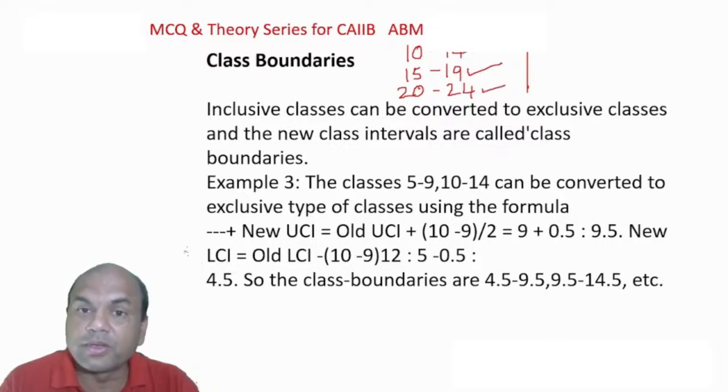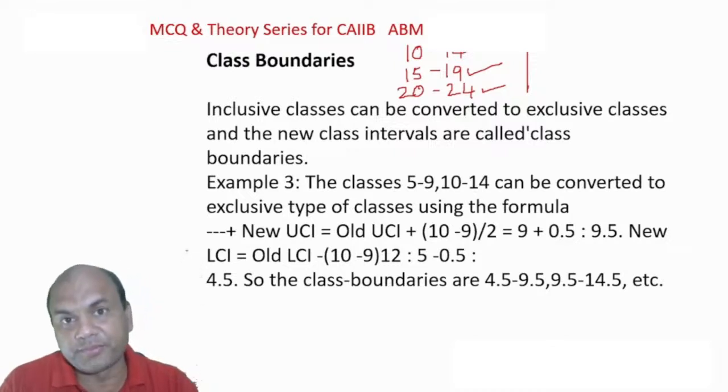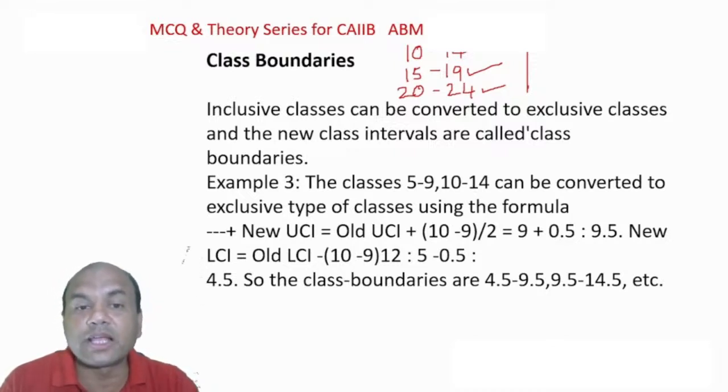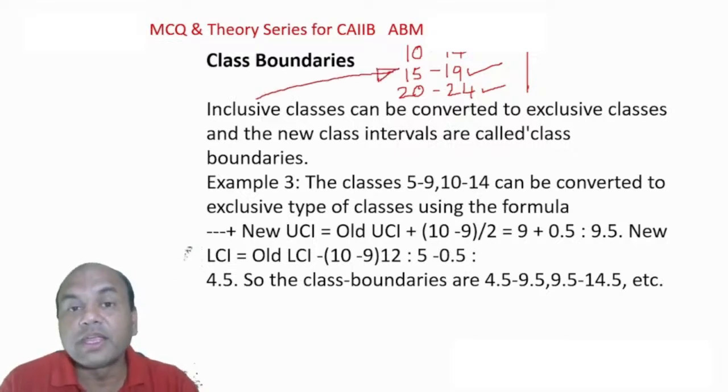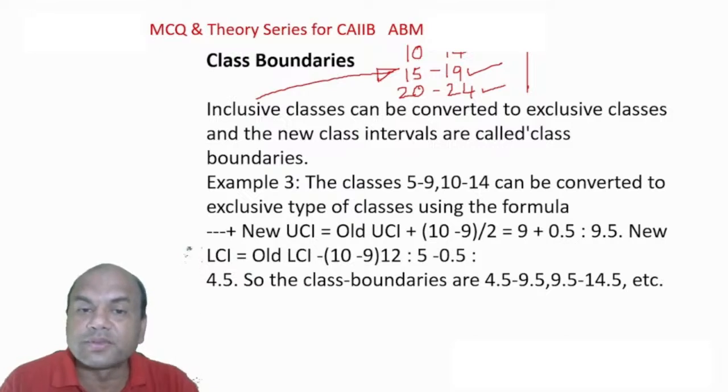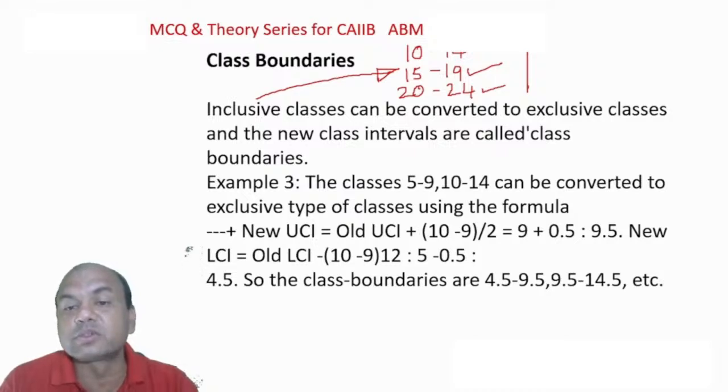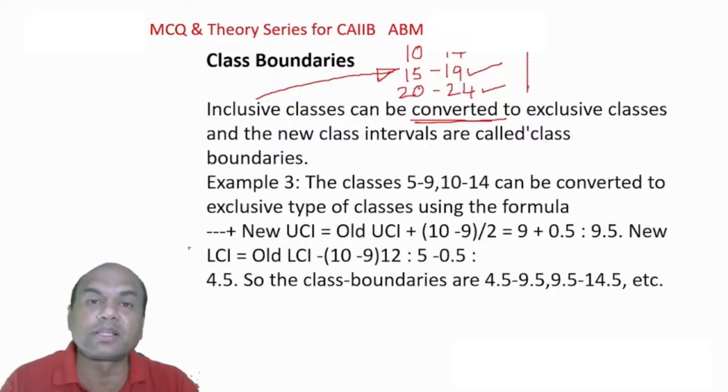So this group where the upper and the lower boundary is included is known as inclusive group. Inclusive means where the upper and the lower boundary, you can call it maximum, minimum, those are included, is known as inclusive class. And what is exclusive then? Now inclusive classes can be converted to exclusive classes. While solving any numerical, inclusive class has to be converted to exclusive class.